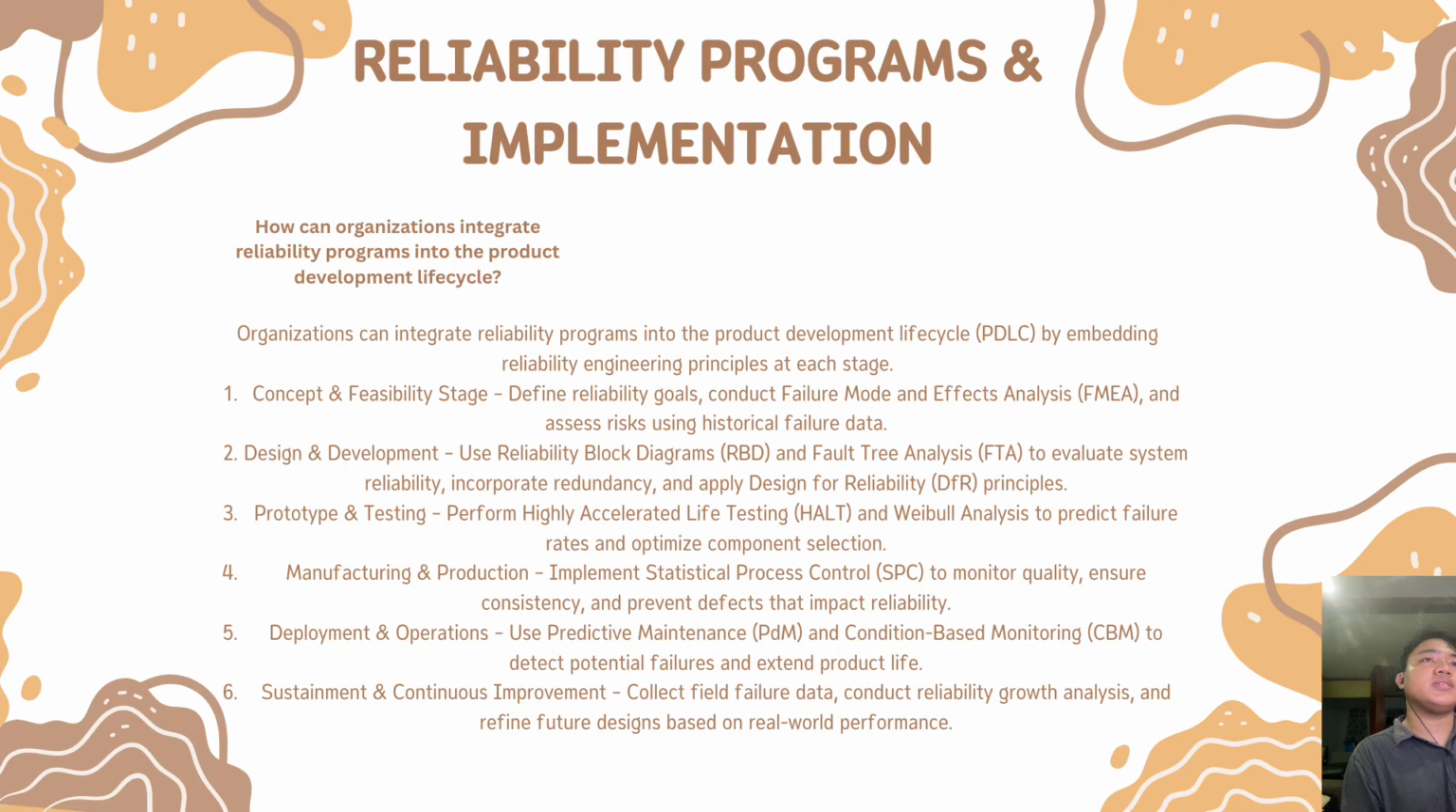Reliability programs and implementation. How can organizations integrate reliability programs into the product development life cycle? Organizations can integrate reliability programs into the product development life cycle by embedding reliability engineering principles at each stage. First is the concept and feasibility stage. Define reliability goals, conduct failure mode and effects analysis, and assess risk using historical failure data.